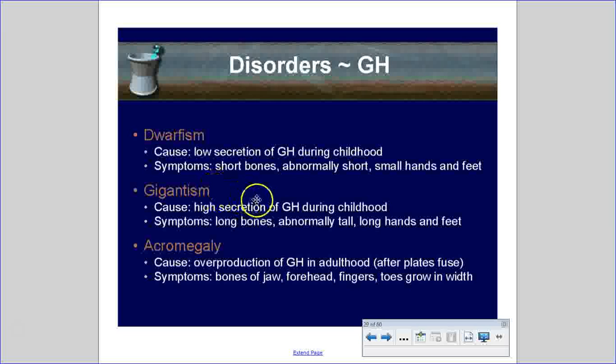If, on the other hand, there's too much during childhood, then we end up with a condition known as gigantism, which is the opposite, where the bones would grow abnormally long, so they would end up being really, really tall with long hands and feet, really long digits. Acromegaly is another condition where there's too much growth hormone, but this is when there's too much after the growth plates have fused. So after they won't grow lengthwise anymore, it causes them instead to grow widthwise. So the bones of the jaw and forehead and digits will grow widthwise instead.